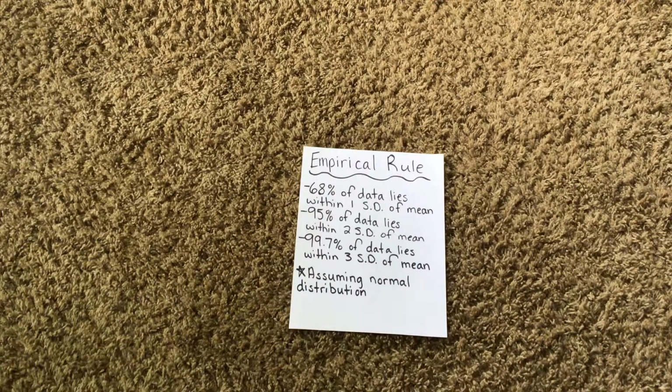When given a set of data, assuming that the data is normally distributed, the empirical rule states that 68% of the data will lie within one standard deviation of the mean, 95% of the data will lie within 2 standard deviations of the mean, and 99.7% of the data will lie within 3 standard deviations of the mean.